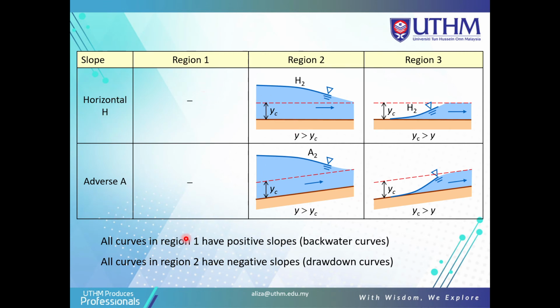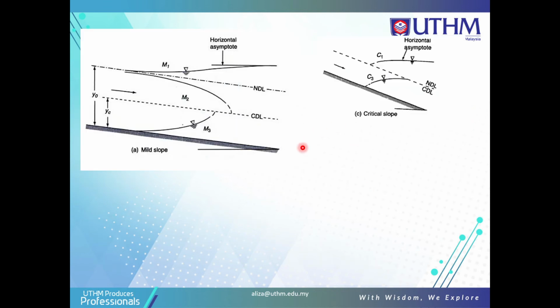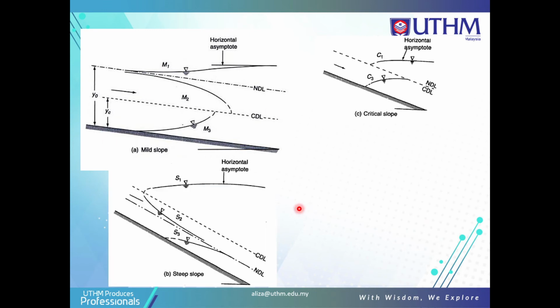Okay, so they have no region 1 here, just only region 2 and region 3. So this is the surface profile for the GVF classification. Okay, all curves in region 1 have positive slope, and all curves in region 2 have negative slope. So this is called the backwater curve and also the downdrop curve. So you must remember this for your theory. Okay, so this is also from the classification.